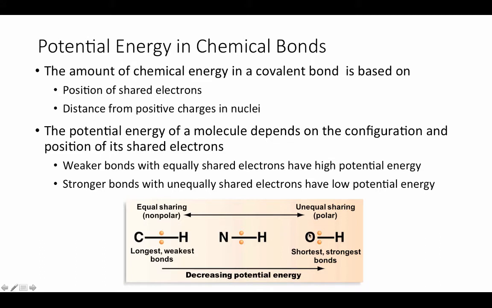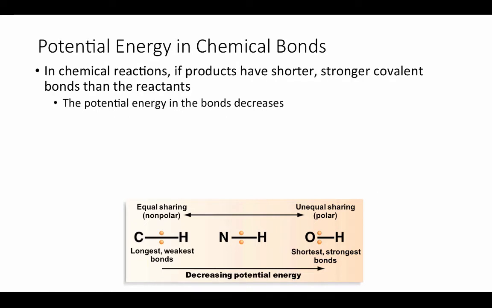And then having the least amount of potential energy are these short bonds that are highly polar, for example, between oxygen and hydrogen, where the oxygen is holding those electrons very, very close to it, which is going to pull hydrogen closer into a very short bond, and then these are going to have a relatively low amount of potential energy. So in chemical reactions, if products have shorter, stronger covalent bonds than the reactants, then the potential energy in the bonds decreases.